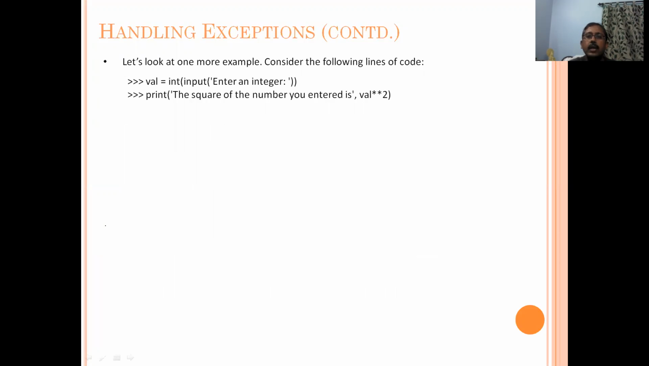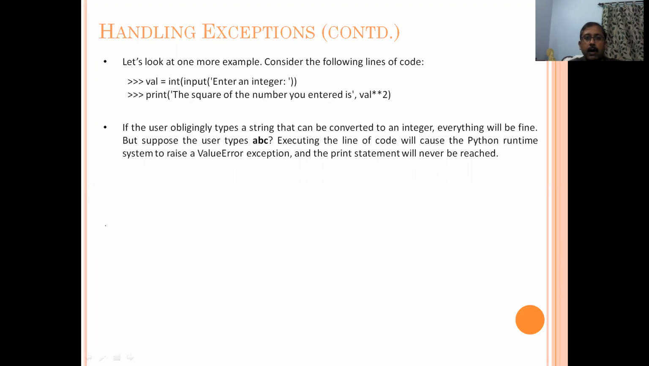Now we can look at one more example. Say we are trying to take certain values as input and find out the square of those values. What can happen? First of all, the value which has been entered, the string, is not a numeric one. So whenever a conversion to int is attempted, it fails. Say I give abc as the input string. If it tries to convert abc to a numeric value, it's not possible, right? So that's one thing.